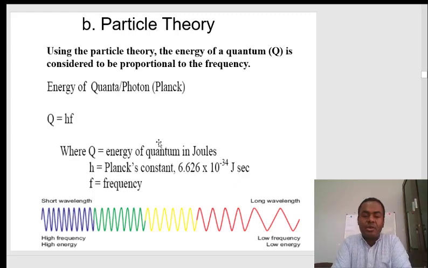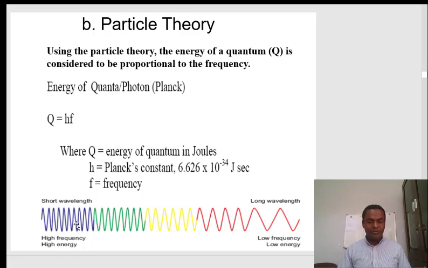So from particle theory, we can understand that the energy of a quantum is considered to be proportional to the frequency. The energy of a quantum, Q, is proportional to h, Planck's constant, times frequency. Okay, this is directly proportional. We know from our previous wave theory, frequency is inversely proportional to wavelength. So if you relate energy of a quantum with wavelength, you will find there is an inverse relation with wavelength.